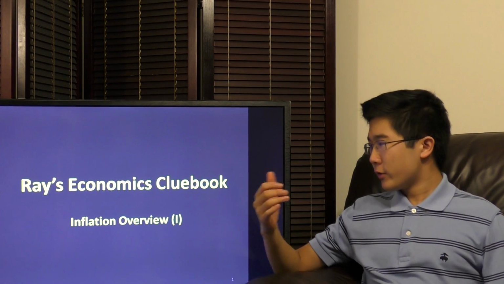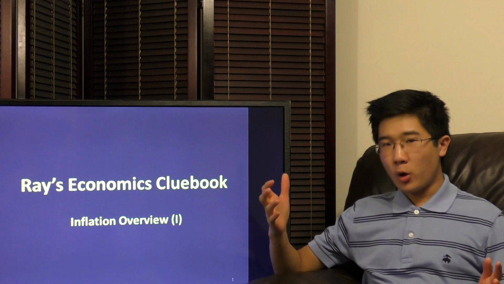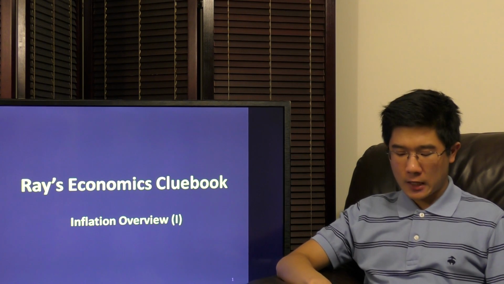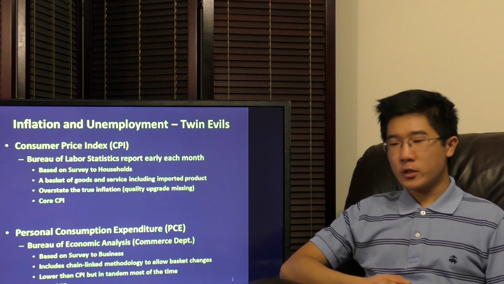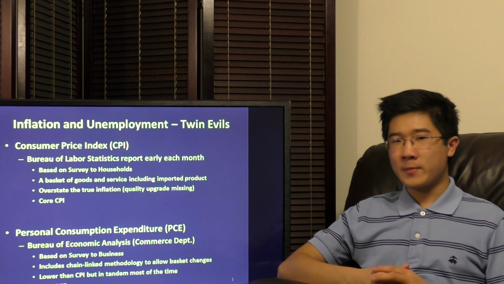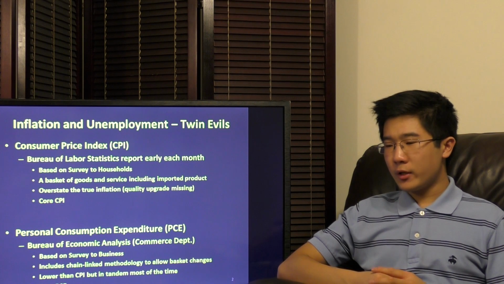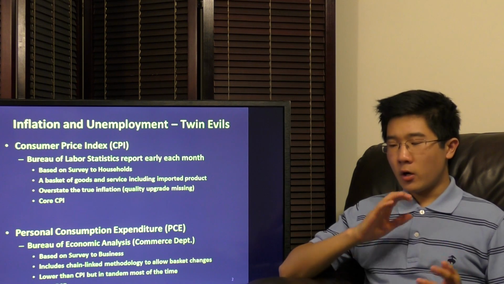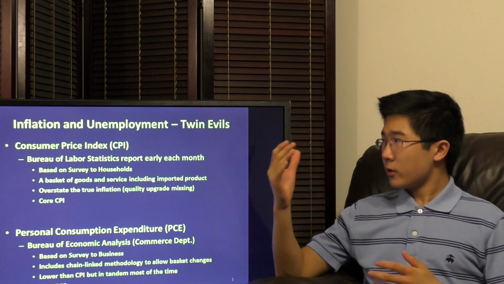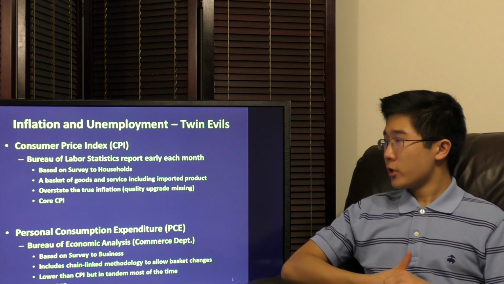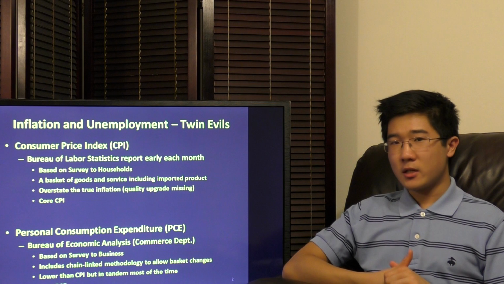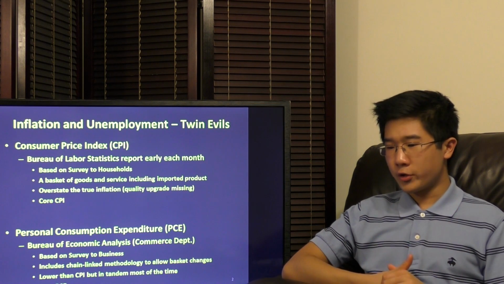Today, we're going to go over inflation and talk about an overview of it, beginning our first chapter on it. So, inflation and unemployment are known as the twin evils of an economy, especially the U.S. economy. And typically, the Federal Reserve's goals are to keep unemployment at its natural rate, and also to limit inflation to around 2%. That is its inflation goal or target.